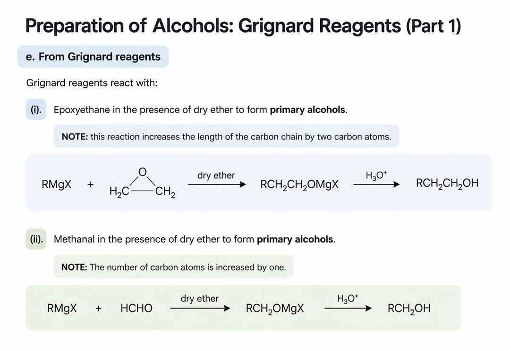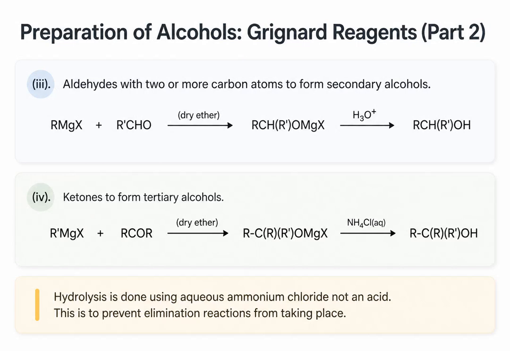Grignard reagents are incredibly versatile for synthesizing alcohols while simultaneously extending the carbon chain. If we react a Grignard reagent with epoxyethane, the ring opens up and we extend the chain by 2 carbon atoms, yielding a primary alcohol after hydrolysis. If we only want to extend the chain by 1 carbon atom, we react the Grignard reagent with methanal, which also produces a primary alcohol. When Grignard reagents react with larger aldehydes, the nucleophilic attack results in a secondary alcohol. Reacting them with ketones yields tertiary alcohols.